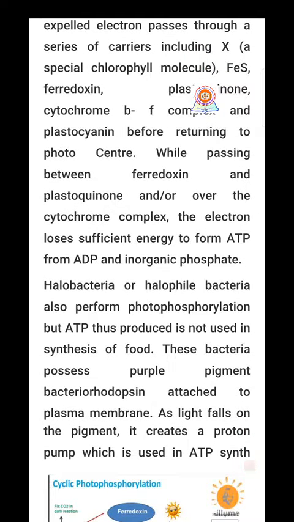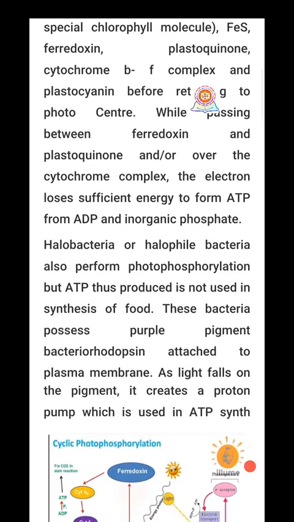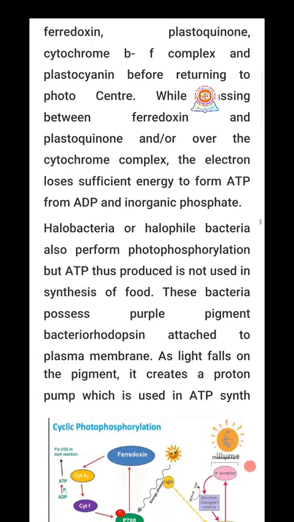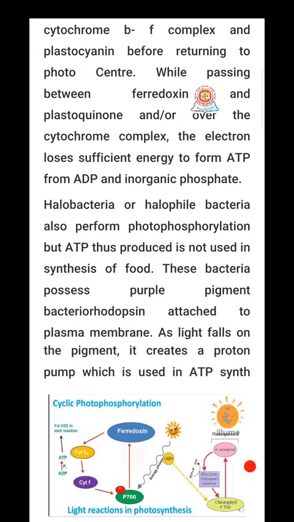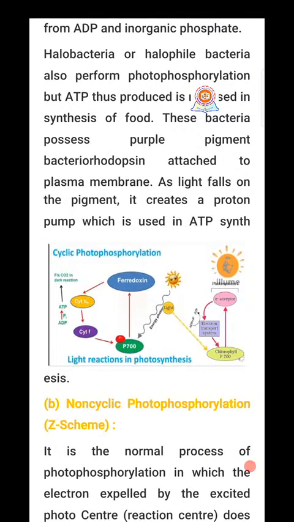Halobacteria, or halophile bacteria, also perform photophosphorylation, but the ATP thus produced is not used in the synthesis of food. These bacteria possess a purple pigment attached to the plasma membrane. As light falls on the pigment, it creates a photon pump which is used in ATP synthesis.